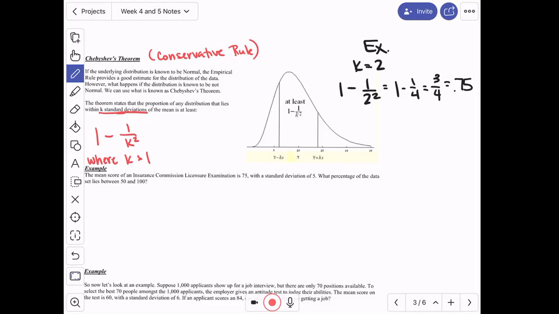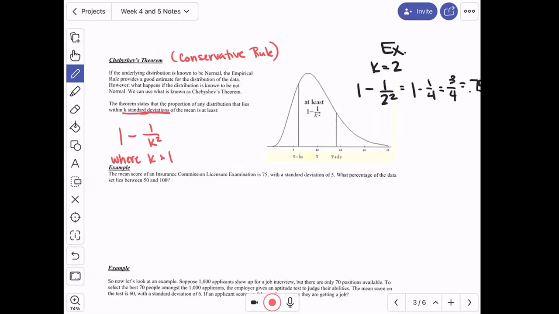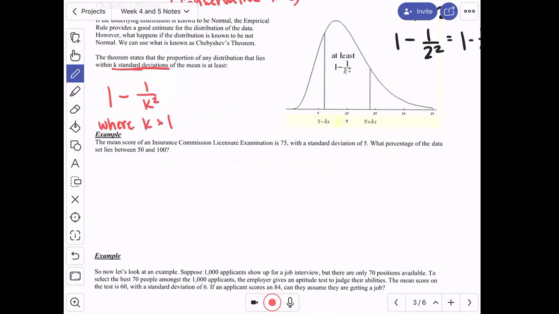So we can use this if we don't know the underlying distribution, if we don't know that it's normal. If it's normal, we want to use the empirical rule. If it's not normal, though, we have to use this, which is going to be a conservative rule. So look at the example. The mean score of an insurance commission's license examination is 75, with a standard deviation of 5. What percentage of the values of the data set lies between 50 and 100?